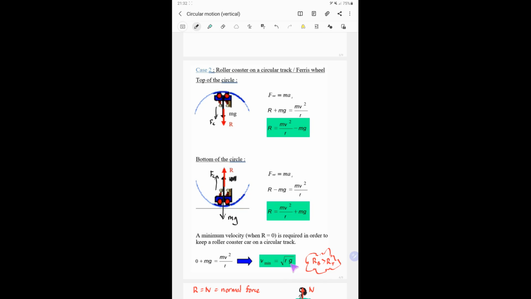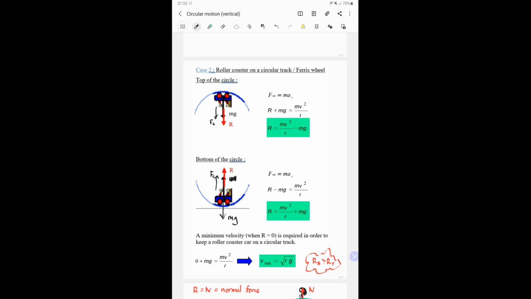gravitational acceleration. In this case, this is R at the bottom, and this is R at the top. So R at the bottom is greater than R at the top position. Remember, R and N are still equal actually, representing the normal force. N represents the normal force, R is the reaction force, but they are the same actually.